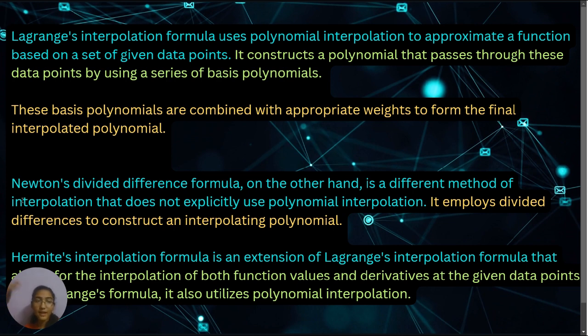But our answer is Lagrange interpolation formula because it is used to approximate the function based on given data sets, and it constructs a particular polynomial which will pass through these data points by using a series of basis polynomials, right? Okay, so let's jump on to the next question.